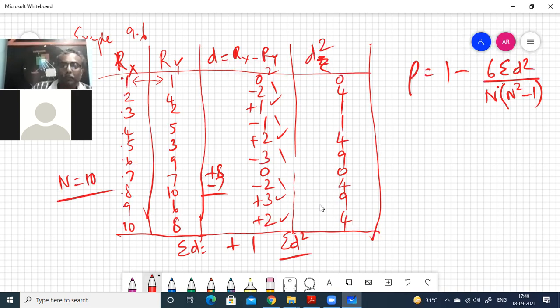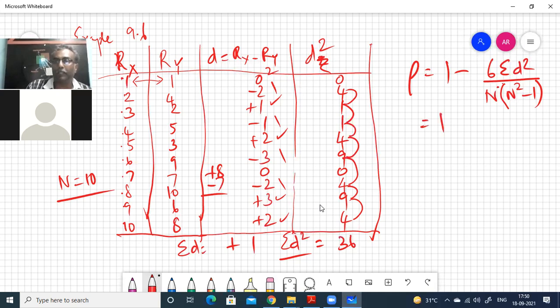Now sigma D squared you have to find out. 4 plus 9, how much? 13. 13 plus 4, 17. 17 plus 9, 26. 26 plus 4, 30. Plus 1, 31. Plus 1, 32. Plus 4, 36. Yeah, very good. You got what you wanted.